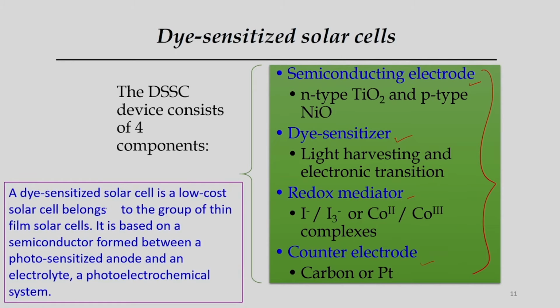So, if we need to know how it works, a dye-sensitized solar cell is a low cost solar cell that belongs to the group of thin film solar cells. It is based on a semiconductor formed between a photosensitized anode and an electrolyte, a photoelectrochemical system.